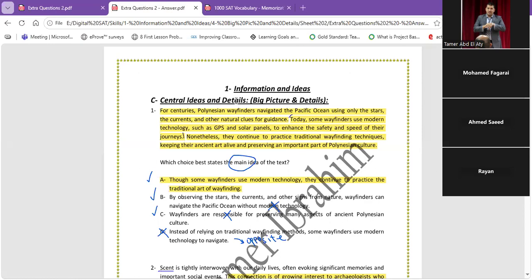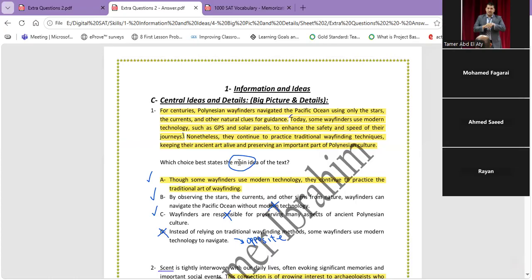So today, I'm going to answer with you from number 1 till 4. Then you're going to start answering by yourself the rest of the sheet. Then we're going to have a test today, inshallah. So we have to know that the main idea or the central idea in details has two subskills. The first one is the main idea.